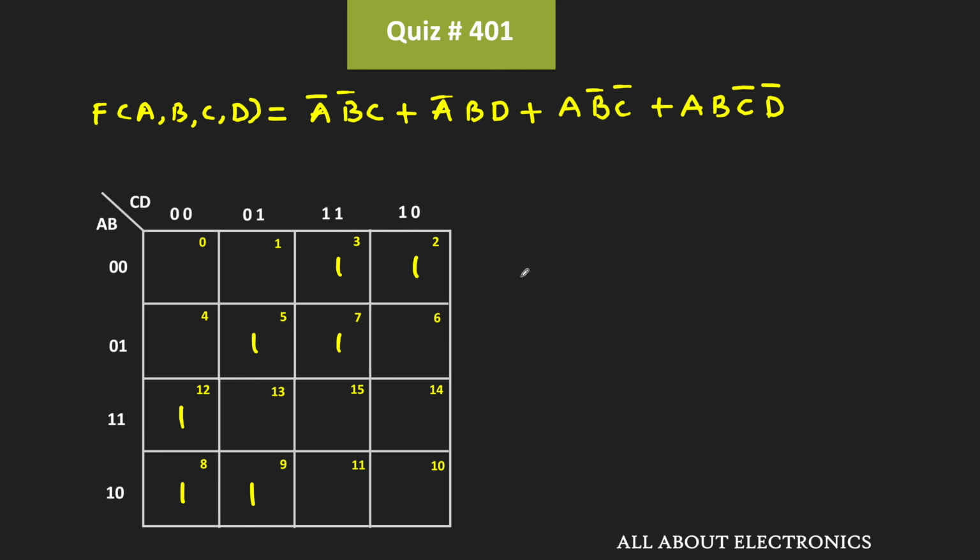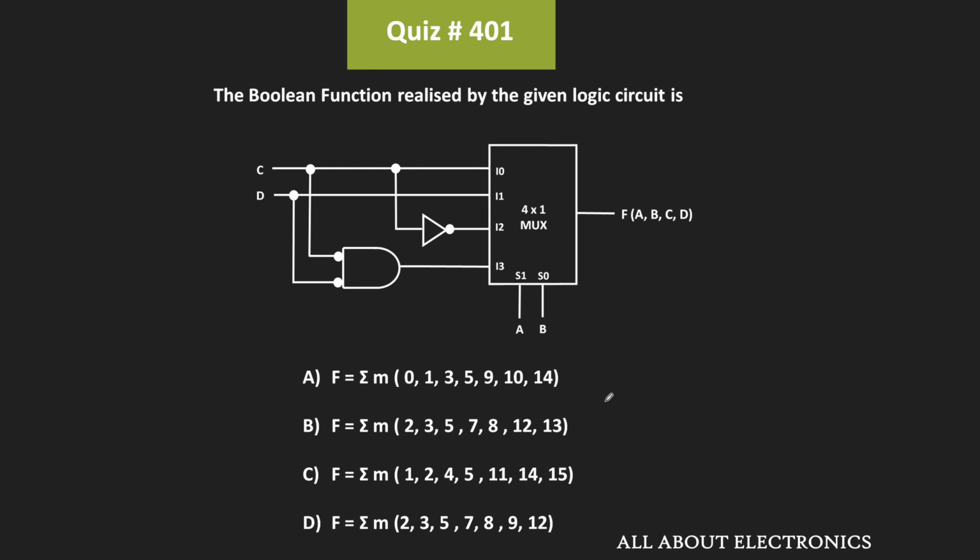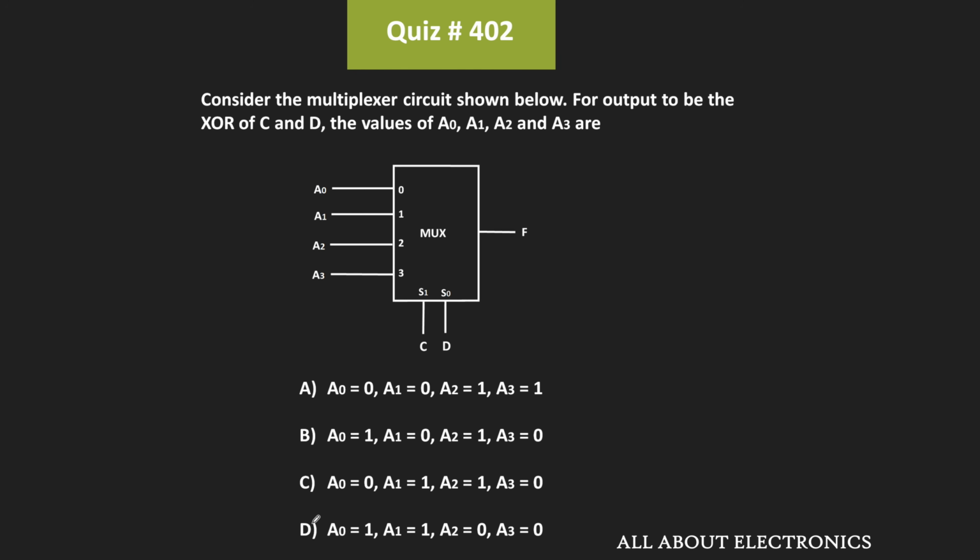So now, if we write all these minterms in the canonical SOP form, then this function F is equal to summation of minterms 2, 3, 5, 7, 8, 9 and 12. So this is the Boolean function of the given logic circuit. And from this we can say that for the given question, D is the correct answer. Alright, so now let us move to the next example.